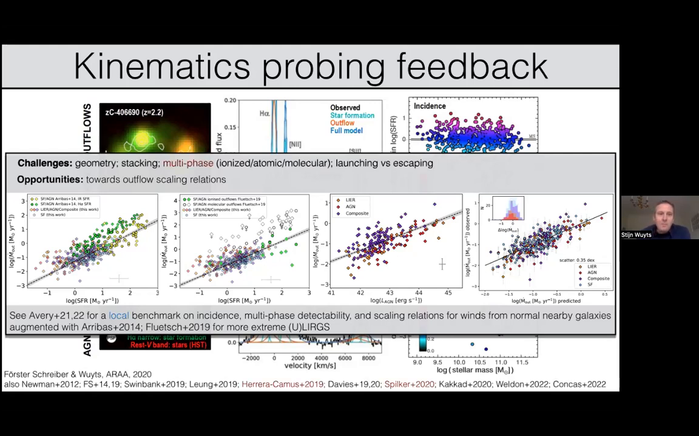Now, one comment I want to make though is that one of the biggest limitations at this stage of probing that feedback is that the traces used are predominantly the ionized gas phase, both from nearby samples and from a few higher redshift observations. It's clear that this may represent just a small fraction of the total outflowing mass budget. And so multi-phase traces is one avenue in which this field will progress.